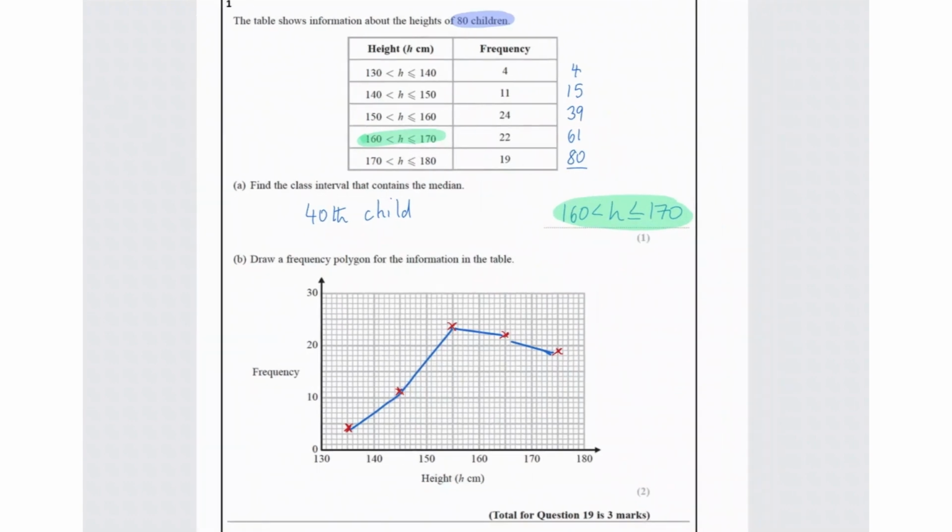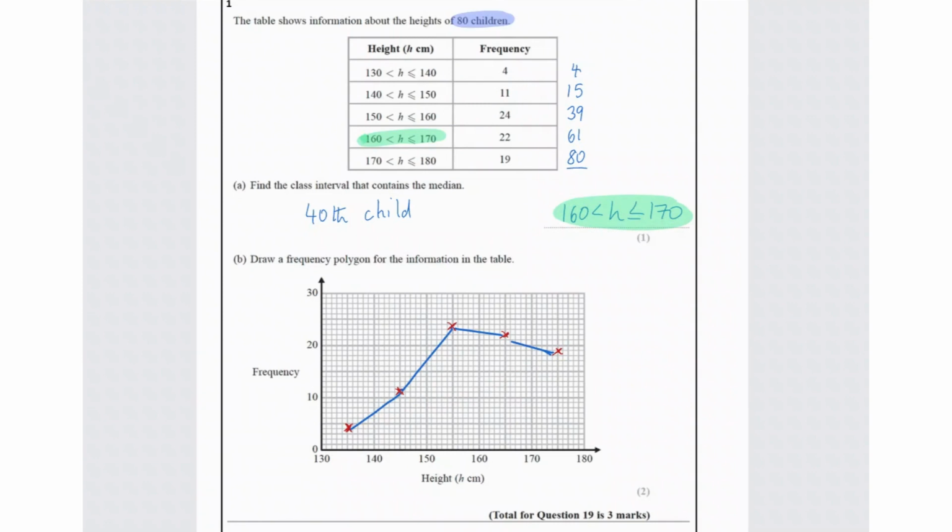Don't join up. Oh, I'm going to put it in anyway and get rid of it. Don't do this. A lot of people do that because it's got the word polygon in it, and a polygon is a shape where you would join up all the sides, but don't do that. That is incorrect. So I'm going to get rid of that. That should be your frequency polygon.